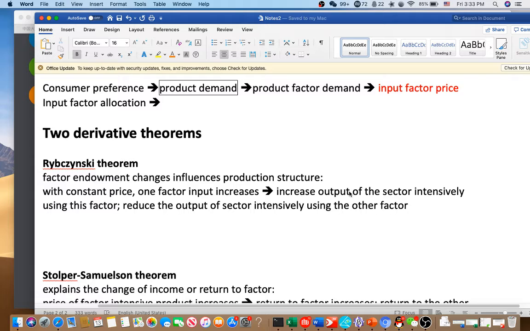That is the labor-intensive sector's output, for example, the textile or clothing sector's output, and therefore reduce the output of the sector intensively using the other factor, such as the capital-intensive sector, for example, the petroleum sector's labor input in that sector.